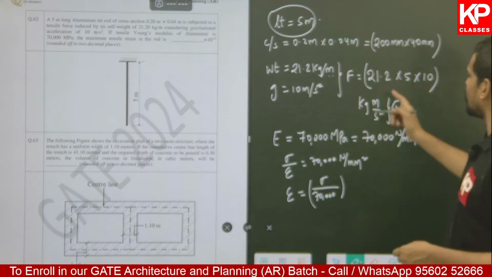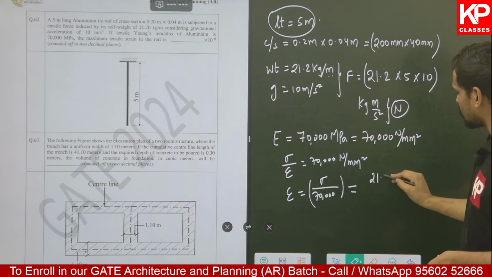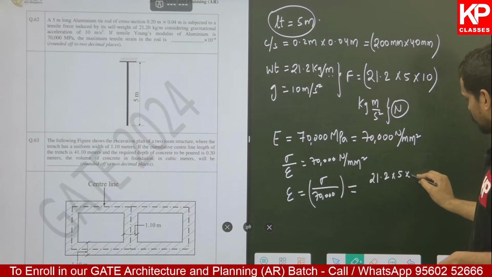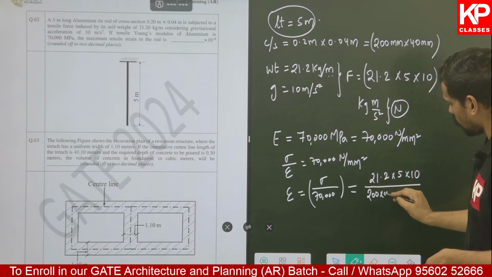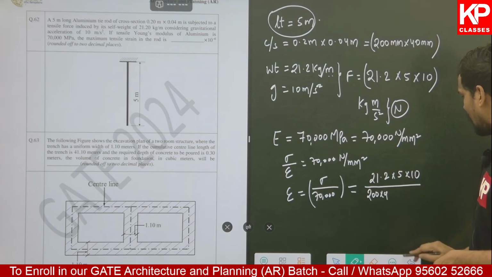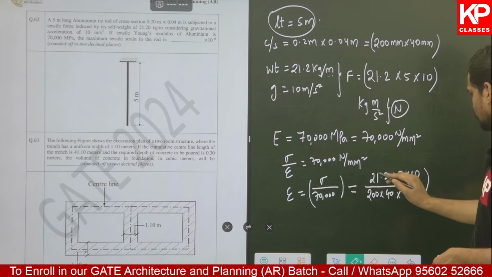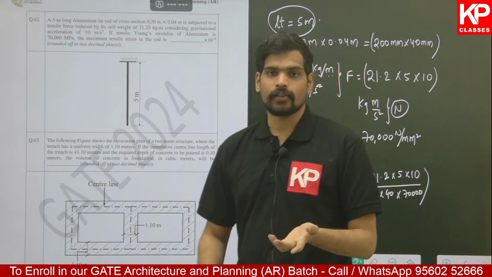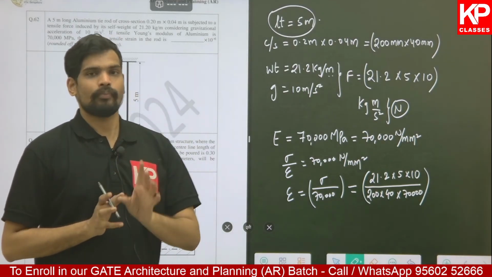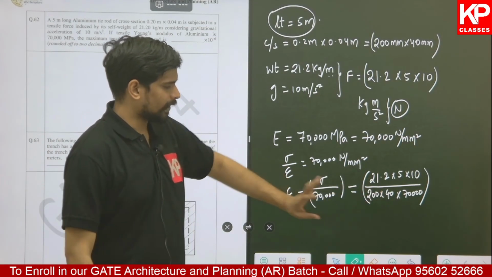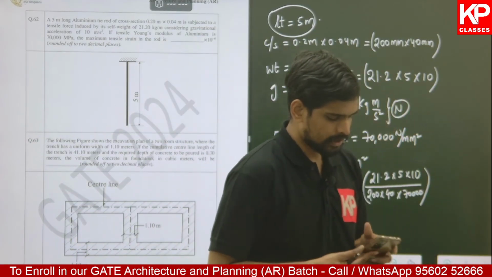So stress is nothing but force per unit area. So the strain value finally will be force, that is 21.2 into 5 into 10, divided by the area, which is 200 into 40, and there is already a value of 70,000 in the denominator. So it will be unitless. Strain is a unitless quantity. You just need to take care that the numerator and denominator are in the same units of Newton per mm square. That I have ensured. So you can simplify this and you'll get your answer. You can use your calculators for that purpose.